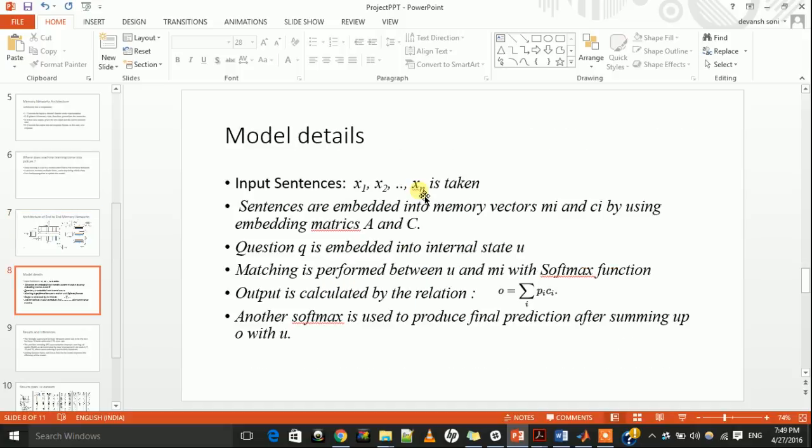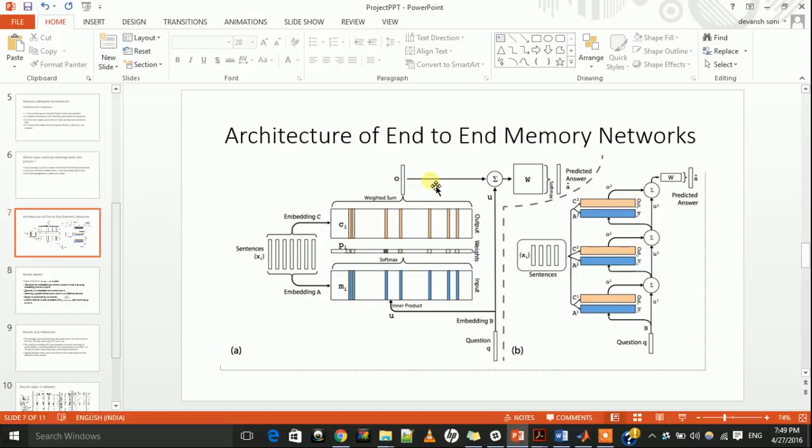Now the next step is we have another softmax function which is used to produce the final prediction after summing up o with u. So if you see, we get o and we get u, and then we perform a summation, then we pass it through a W function, and finally we have a softmax function which gives us the predicted answer A cap.